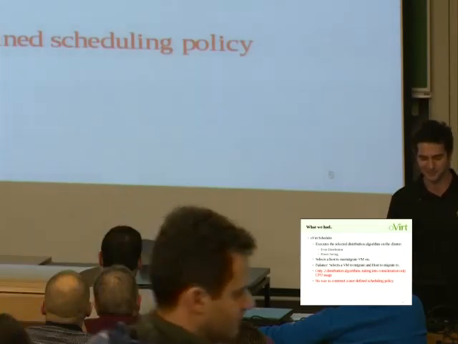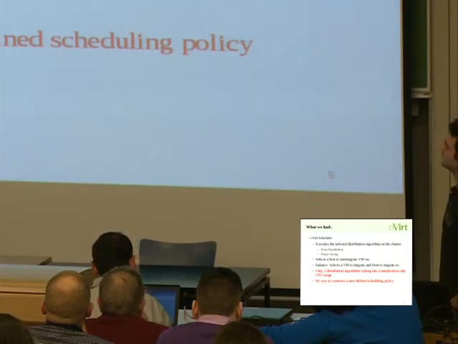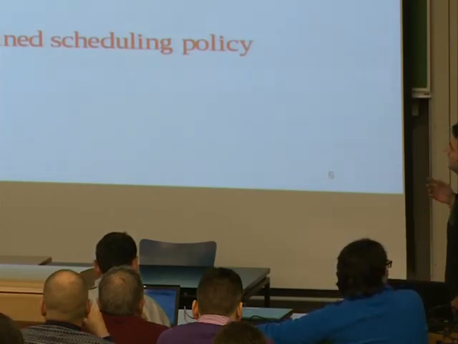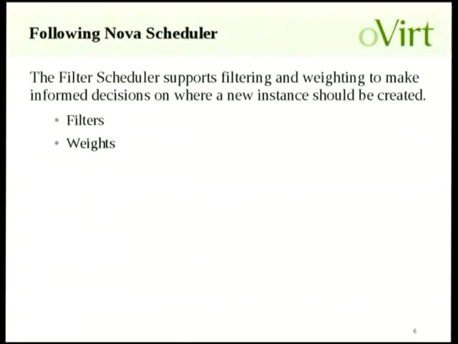Okay, what we had in Ovirt long ago: basically we had two distribution algorithms for running and migrating VMs. When we ran a VM, we selected a host based on CPU load policies, either even distribution of CPU load or power saving. It's pretty limited. We have only two distribution algorithms, and we can't construct a user-defined one. Basically, that is it.